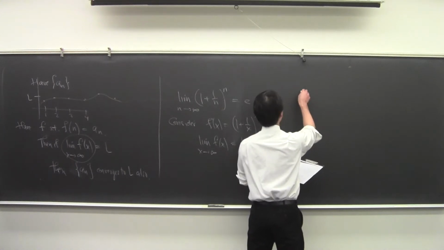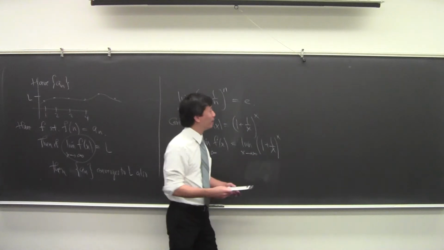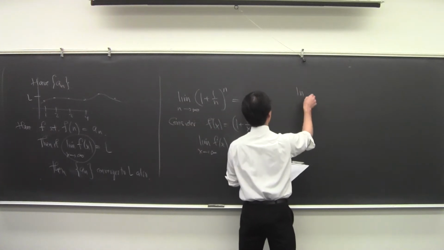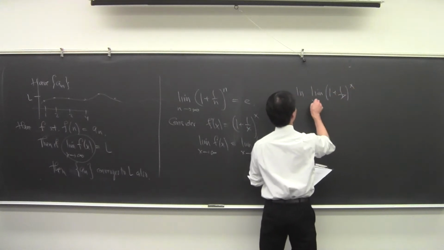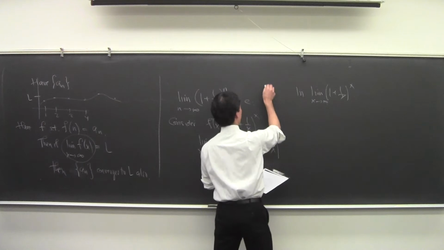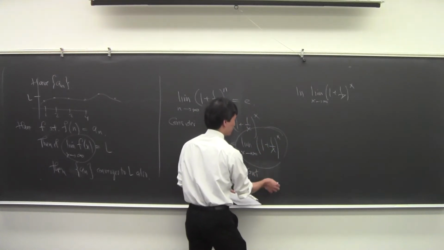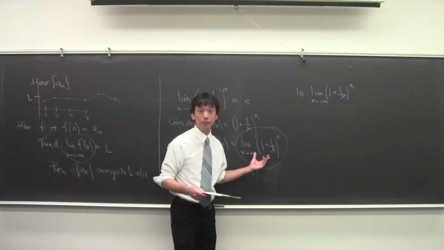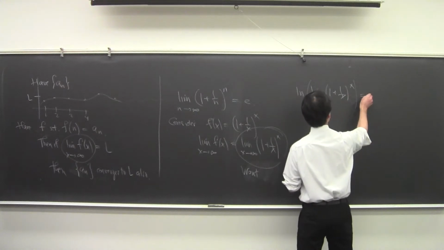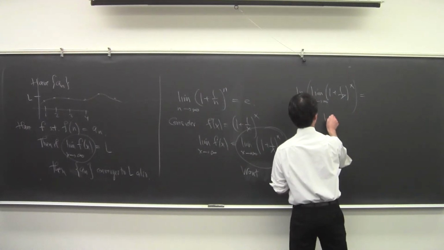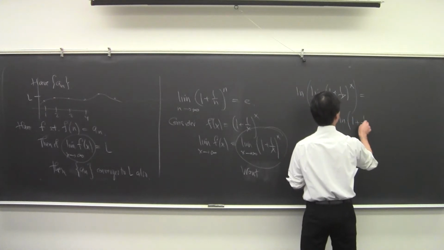Okay, use the natural log. You say, I want to get the limit of this thing, but I don't know how to get it, so I take the natural log of it. The natural log is continuous, so I can pass the natural log through the limit if the limit turns out to exist, and it will.